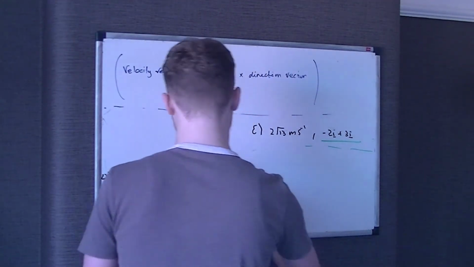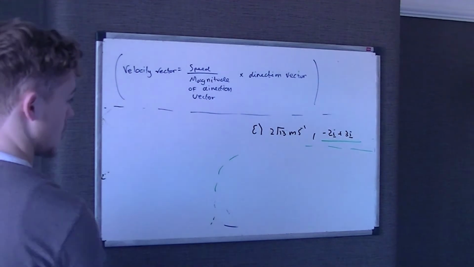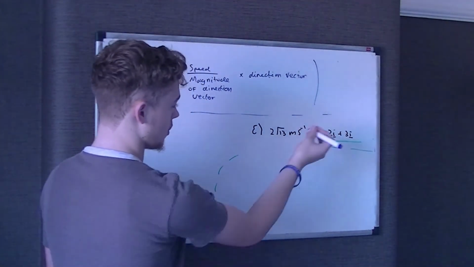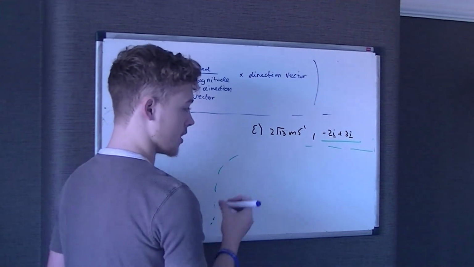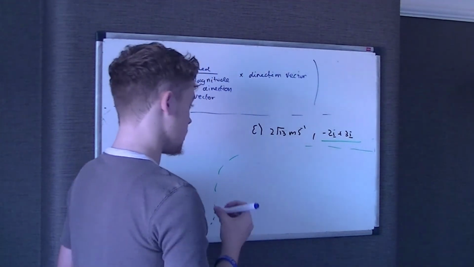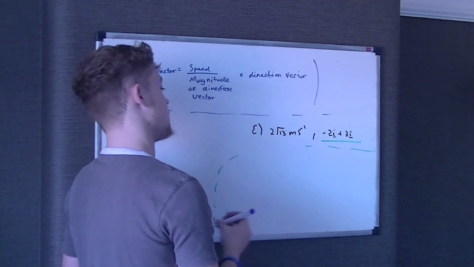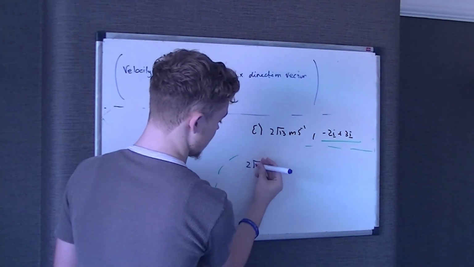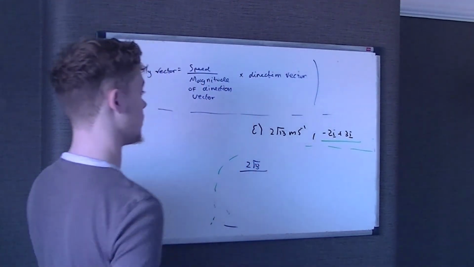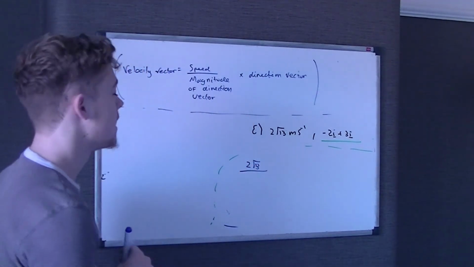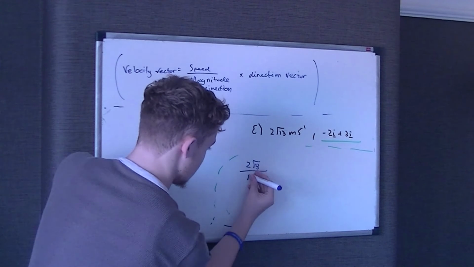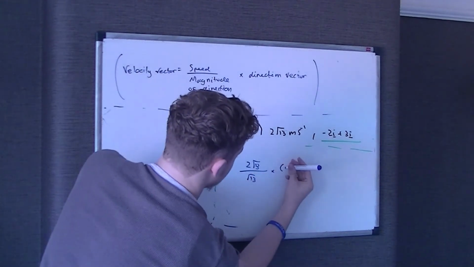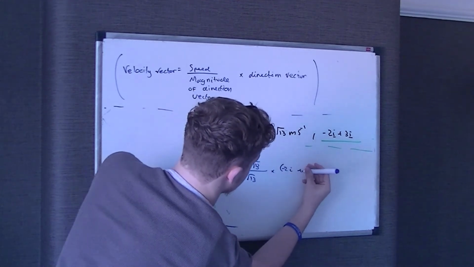So that's question D. Question E, similar sort of thing again. So you work out the magnitude of the direction vector, which is 2 squared plus 3 squared, which is 4 plus 9. 4 plus 9 is 13, so root 13. Can't do anything with root 13. And then you do 2 root 13 over root 13 times the direction vector, which is minus 2i plus 3j.